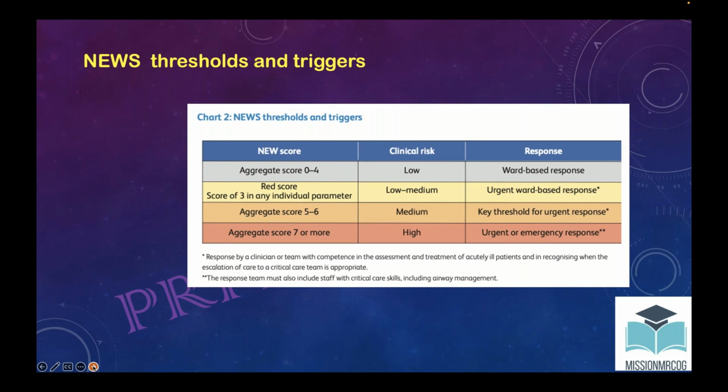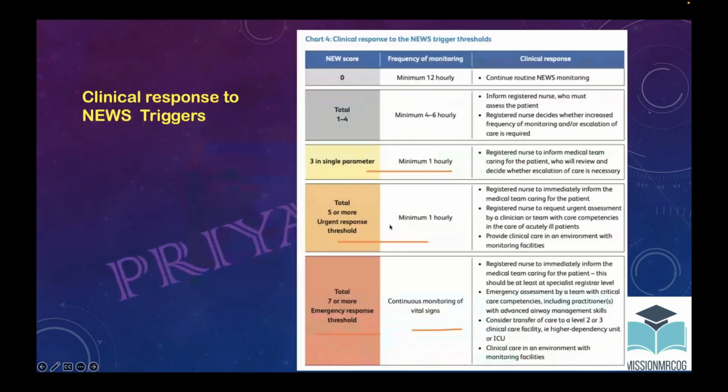Now again the same thing. If it is 3 in a single parameter, that means a red score has come. Patient to be observed 1 hourly. If it is 5, then also 1 hourly. 5 or more than 5 is urgent, 7 or more is emergency. If you could remember these two things, it is enough for you.